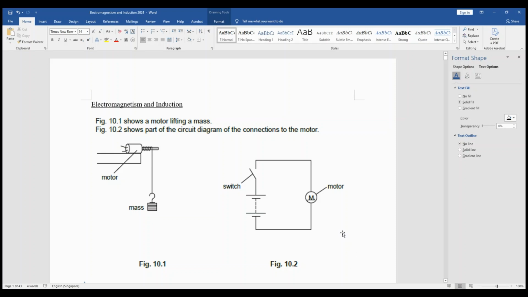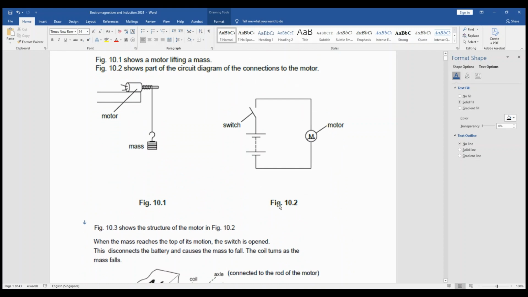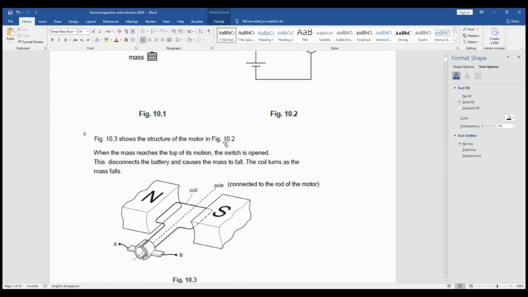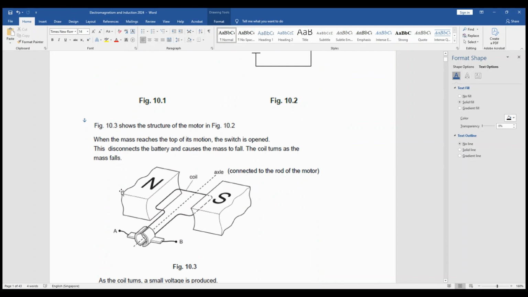We're doing electromagnetism and induction. So first question shows a motor lifting a mass, and then you have a switch with the motor here. This circuit is for this motor. It shows the structure of the inside of the motor.